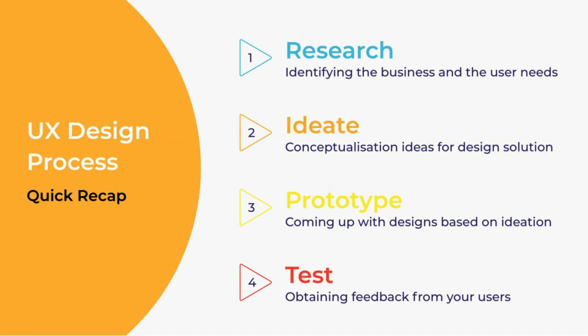So we will just quickly summarize the UX process in 4 stages. First, research, identifying the business and user needs. Second, ideate, conceptualizing ideas for design solutions. Third, prototype, coming up with refined designs based on ideation. Fourth, test, obtaining feedback from the real users.